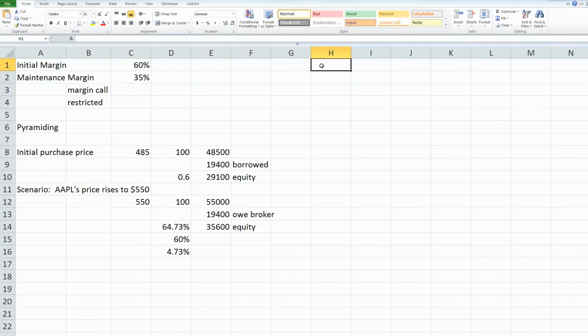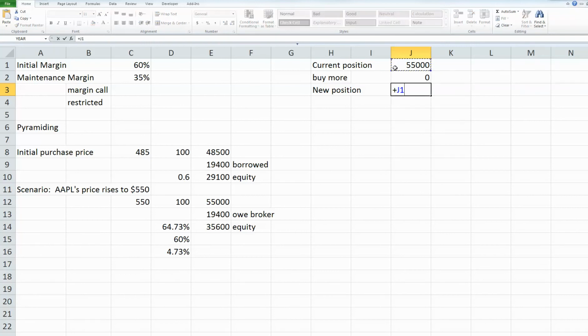So what I'm going to do is just work this in Excel first and then show you how to do this the long way. I think it's actually a little easier to explain if I show you in Excel before I just throw a formula out there. So I'm going to put my current position, which is I own 100 shares of Apple at $550 each. And then I can buy some more. I don't know how many. Right now I'm just going to put 0. And so then my new position would include the 55,000 that I already own plus the extra that I purchase.